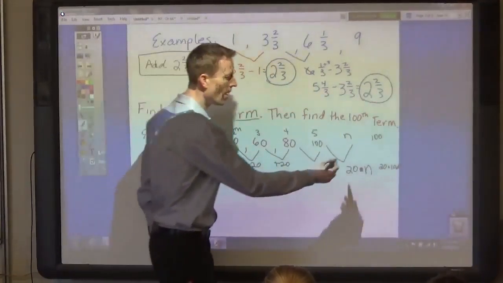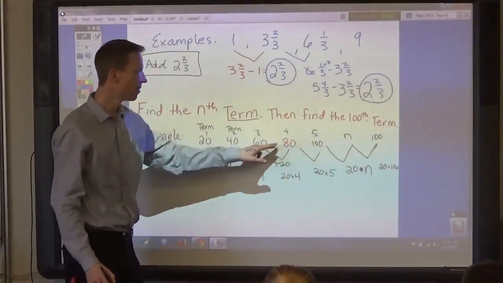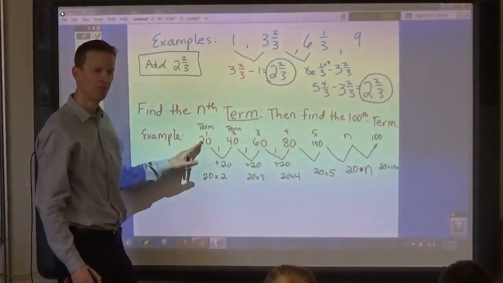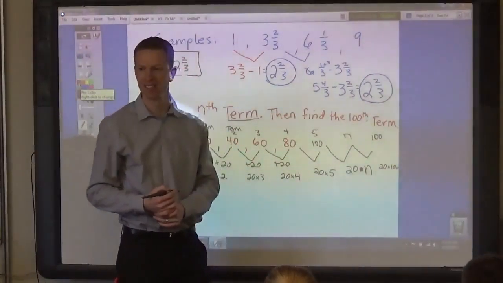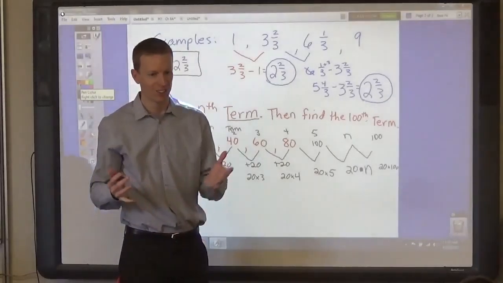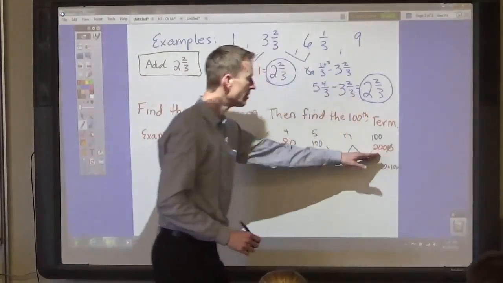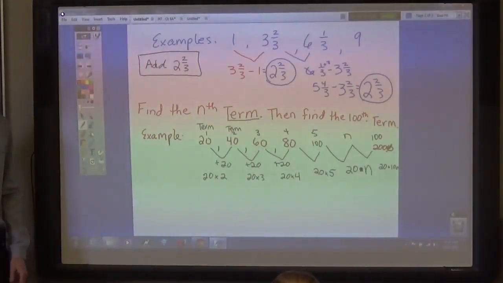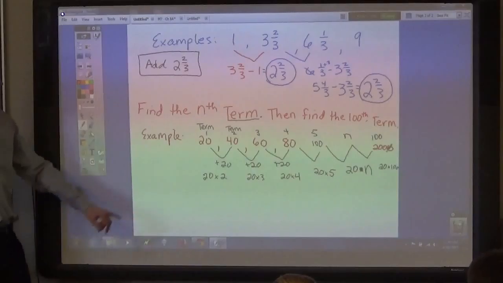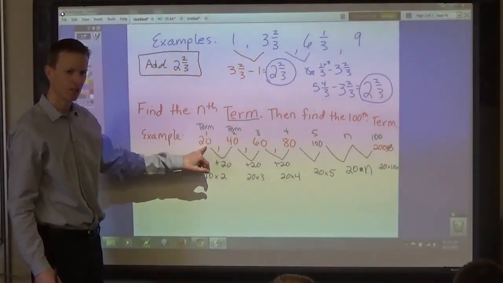If you wanted to find the 100th term, what would the value be? What's 20 times 100? 2,000, right? The 100th term in this sequence would be 2,000. Wow. Because it's the term number 100 times 20.